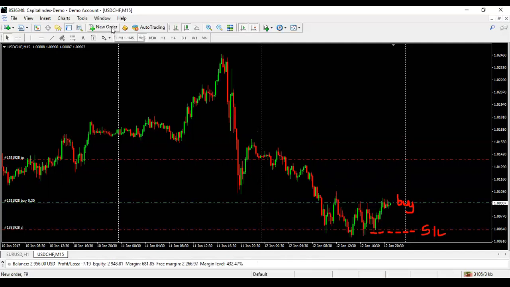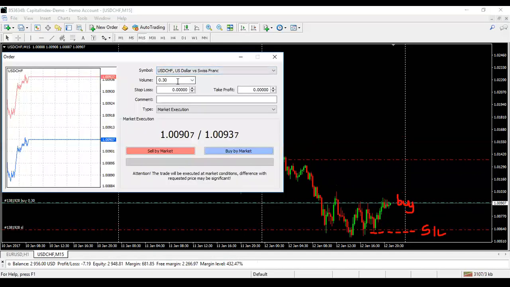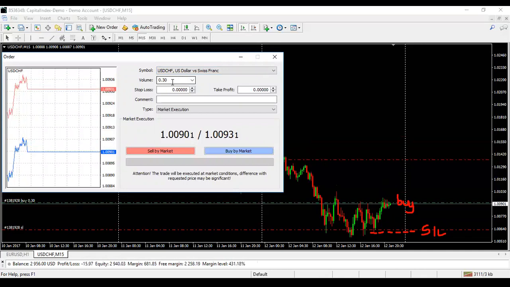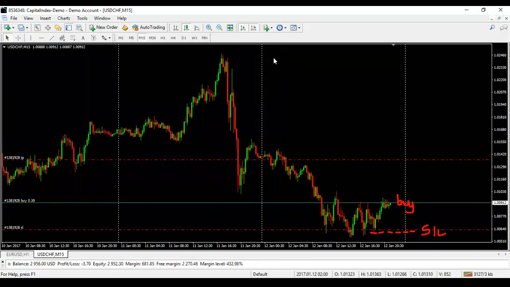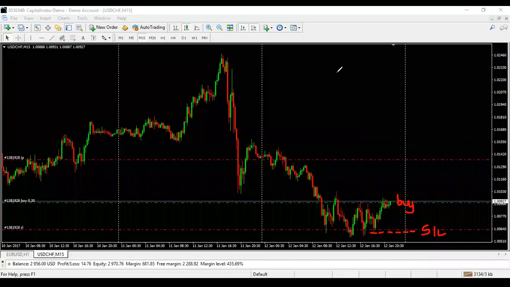Okay. So let's run through this again. New order, select the correct volume, 0.10 per thousand. So if it's $1,000, 0.10. If it's $2,000, 0.20. If it's $3,000, 0.30, and on and on and on. And then obviously I just showed you how to calculate the stop loss, how to calculate the take profit. Now I'll show you guys a shortcut of doing the exact same thing. I don't like shortcuts, but I'm sure you guys will appreciate them.